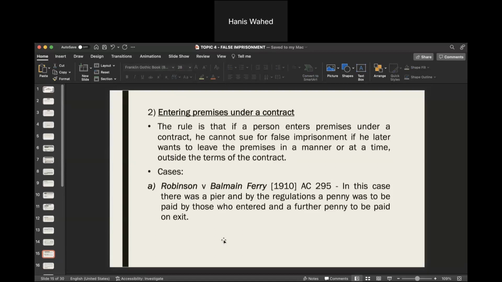Okay, and then a person who enters premises under a contract, he cannot sue for false imprisonment if he breaches the terms of the contract itself. Okay, all right, so that's on false imprisonment.